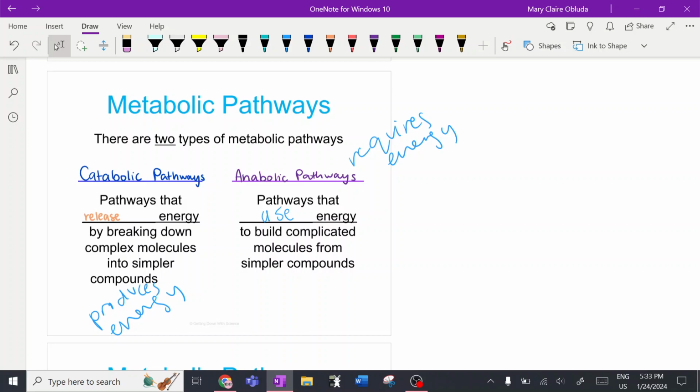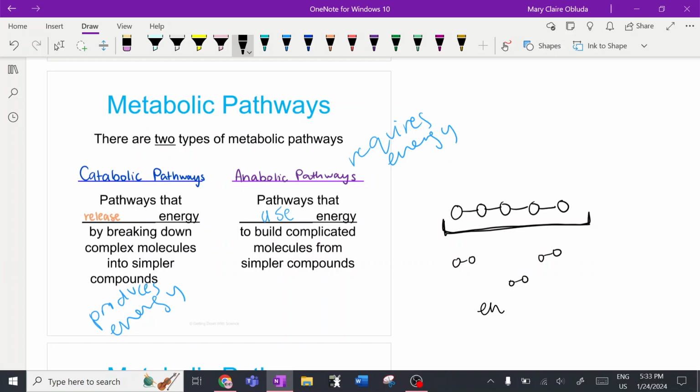Catabolic pathways are pathways that release energy. They break down complex molecules into simpler compounds. So if we think of lots of complex bonds in a compound, catabolic pathways break those down into smaller molecules, and that releases energy because there's energy stored in that complex molecule.